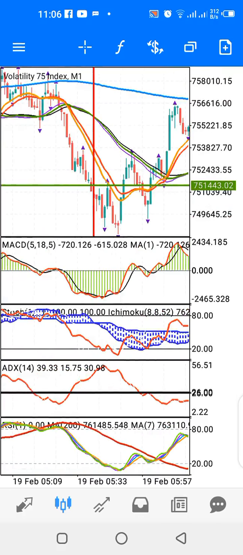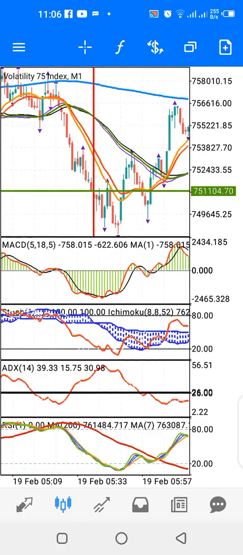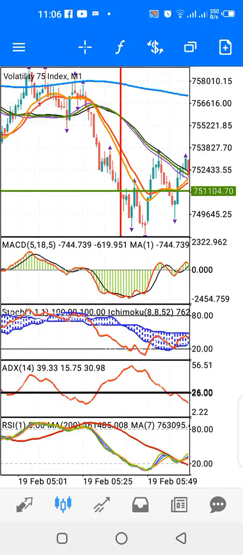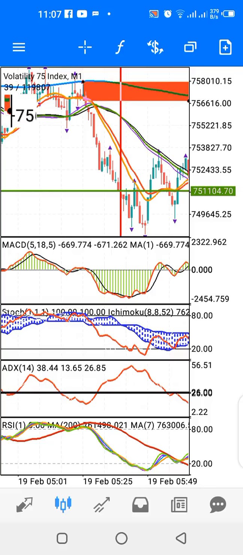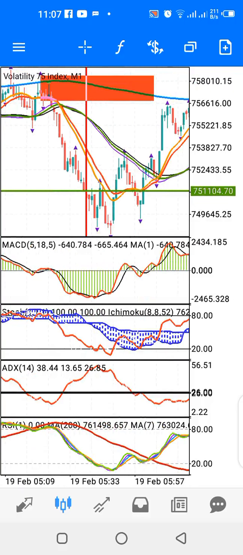So if you sold around here, which is a breakout of the low, your stop loss should be somewhere around here, which is the high, the closest high, or the closest resistance.